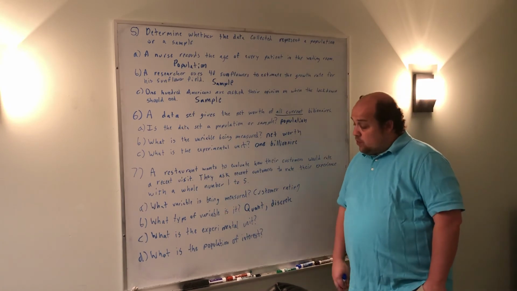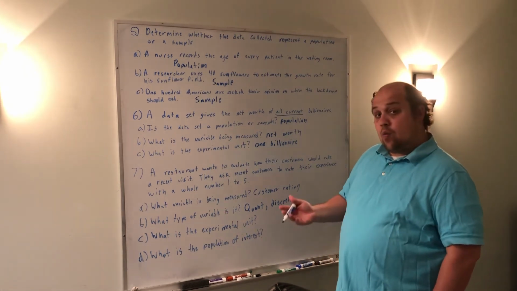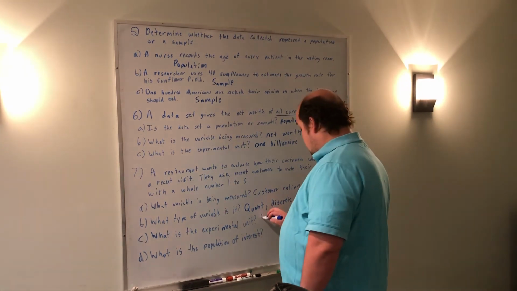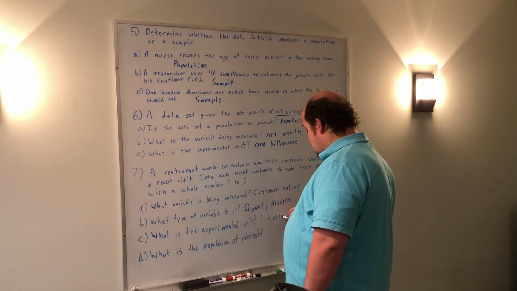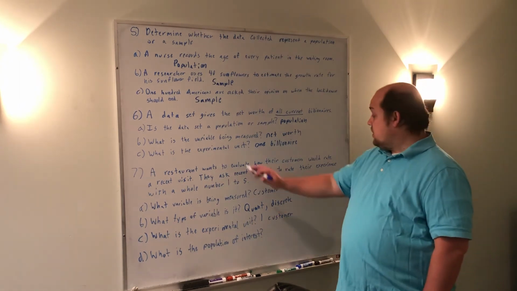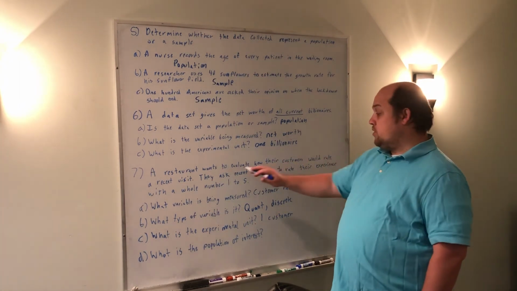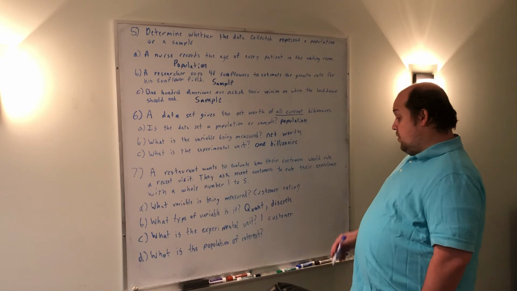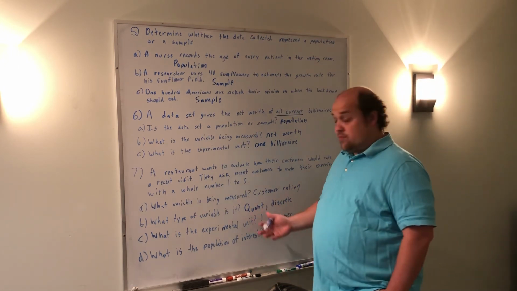Part C asks me, what's the experimental unit? Where do I get one piece of information? I get it from one customer. What is the population of interest? So they want to evaluate how their customers would rate a recent visit. So their population is really customers of the restaurant.